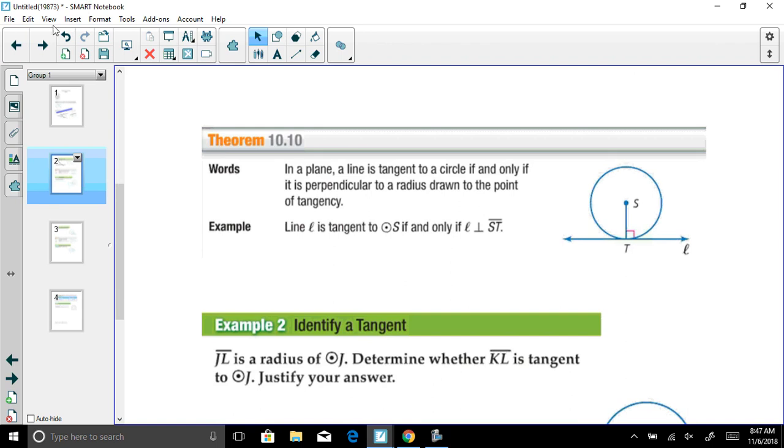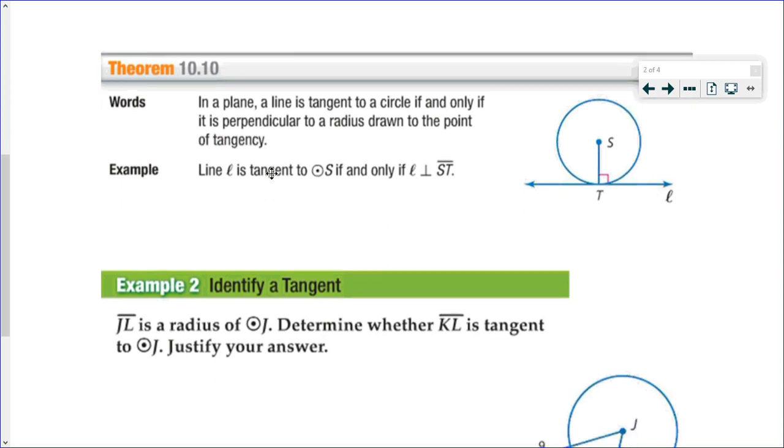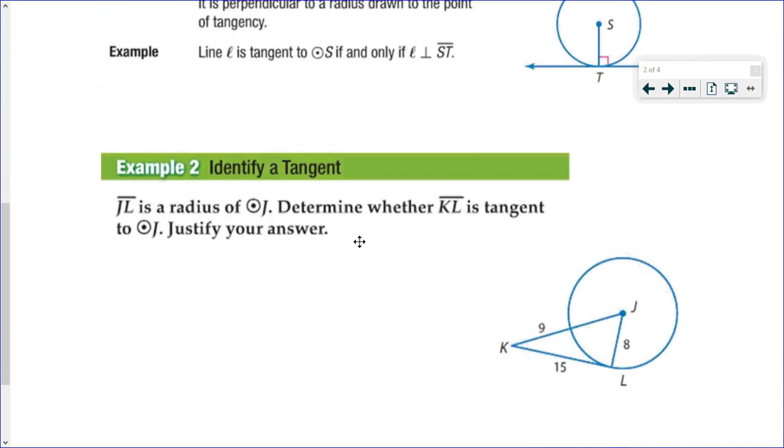So let's get back to full screen here. In a plane, theorem 10.10 has to do with tangents. In a plane, a line is tangent to a circle if and only if it is perpendicular to a radius drawn to the point of tangency. So if we look at line L, it is tangent if and only if this radius drawn to the point of tangency, that point T, is perpendicular. And so line L is tangent to circle S because that radius is perpendicular.